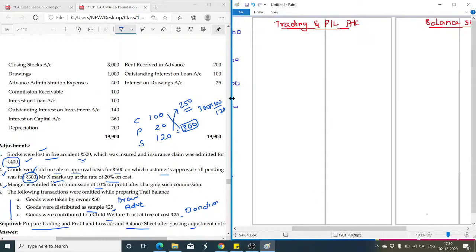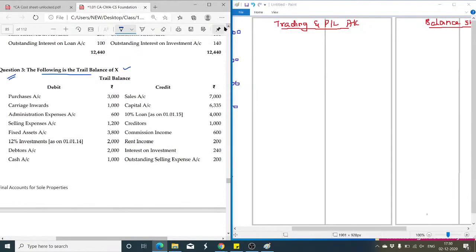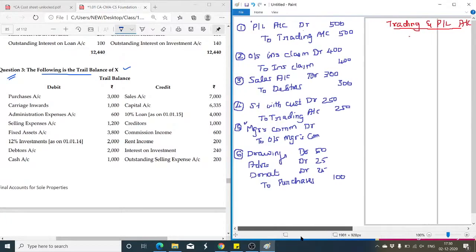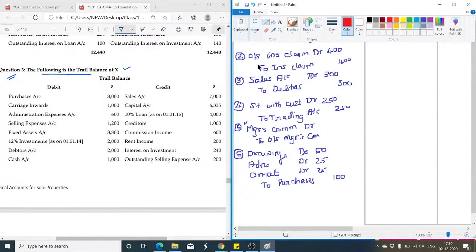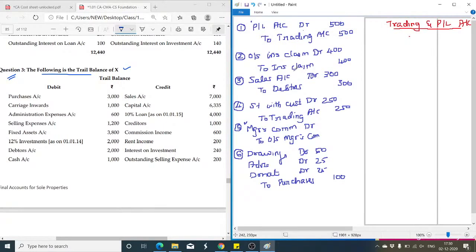Now, I'll post the items available in the trial balance to the trading and P&L account here one by one, subject to some other adjustments. First of all, let me finish up those adjustments here. P&L account, trading account, it will be directly posted. Outstanding insurance claim and insurance claim will be posted later.